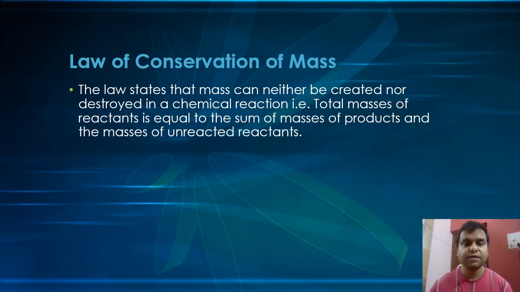Now, coming to the law of conservation of mass. The law of conservation of mass is similar to the law of conservation of energy. That's the reason I introduced the law of conservation of energy over here. What does the law of conservation of mass say? The law states that mass can neither be created nor destroyed in a chemical reaction. Similar to how energy can neither be created nor destroyed. It goes on to say that the total mass of reactants is equal to the total mass of products and the masses of unreacted reactants. This last statement, we'll see with the help of an example what exactly it is trying to tell us.